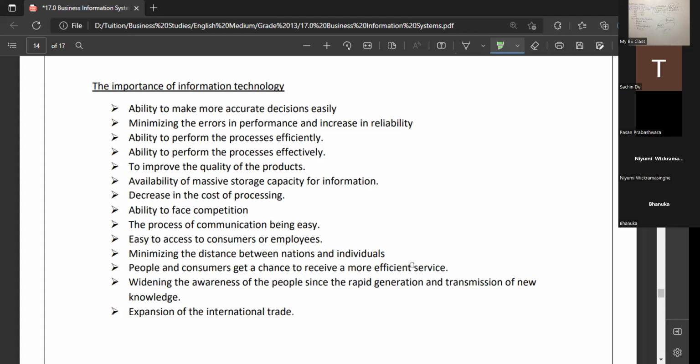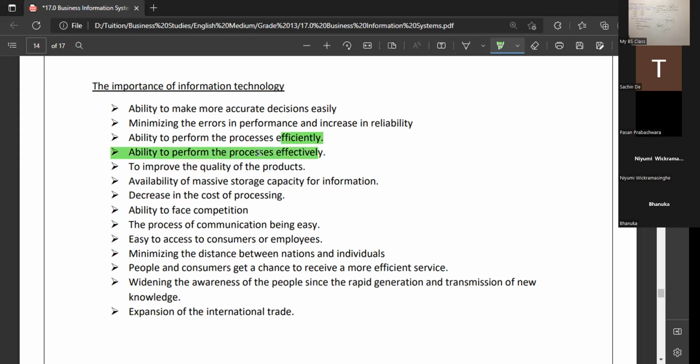Ability to make more accurate decisions easily, right? And minimizing the errors in performance, and the decrease in reliability. And ability to perform the process efficiently, and ability to perform the process effectively. Sorry, this is efficiently and this is effective, right? So both need to be achieved.